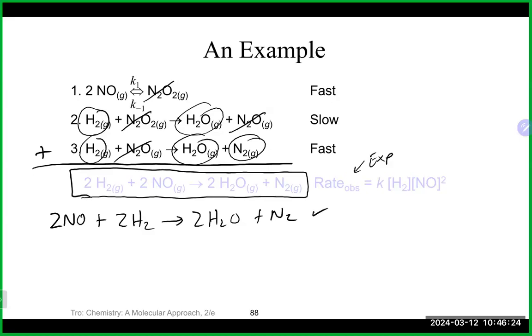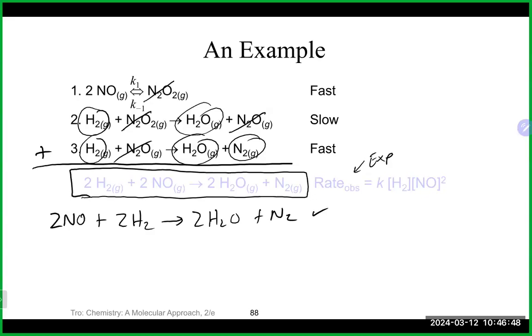So that's looking good so far in terms of whether or not this is a good mechanism or bad. The next thing that we need to determine is which one is the rate determining step. In this type of mechanism problem, it's really hard to determine sometimes what is the rate determining step. Which one would be the rate determining step in this one? Yeah, it would be the one marked slow. That would be the one.